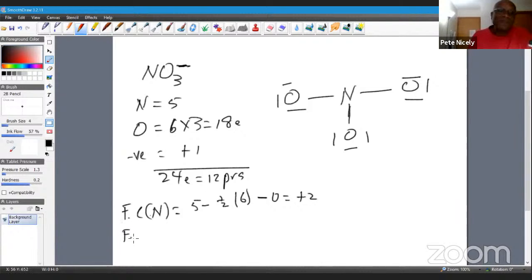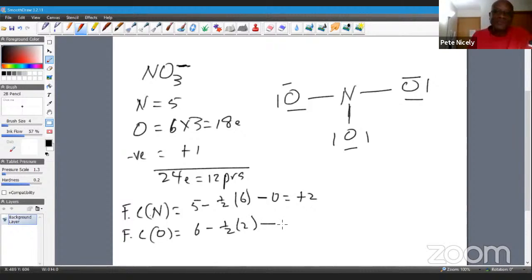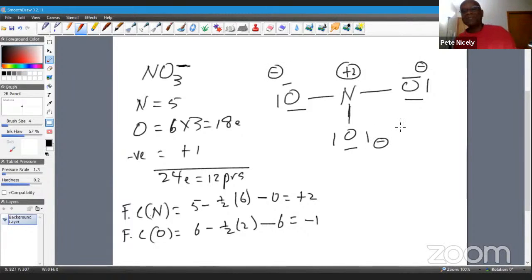And then we do the same thing for the oxygen, which would be what? 6 minus half of 2... Oh yeah, 6, I'm sorry. You're right. So this gives you minus 1, right? So the nitrogen has a plus 2 charge, and each oxygen has a minus 1 charge, all right? Okay, so what's the next step?